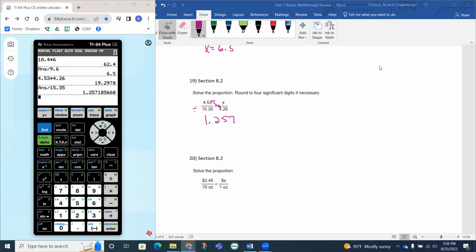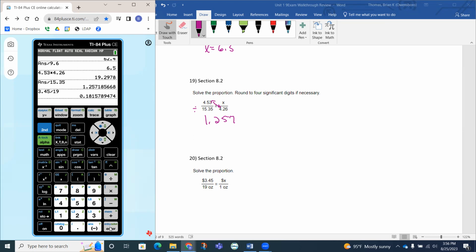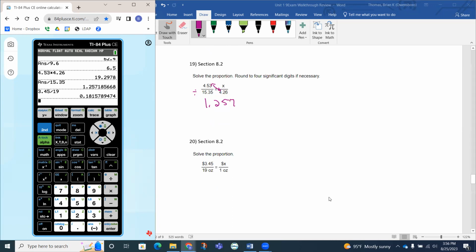So our next example, solve the following proportion. Notice how, again, the 1 and the 3.5 is our diagonal. 1 times 3.5 is still 3.5, and then we want to divide that by the 19. So 3.5, if we divide that by 19, that's going to give us this. I don't recall where it wants to round to. So let's say it rounds to 4 significant digits again.